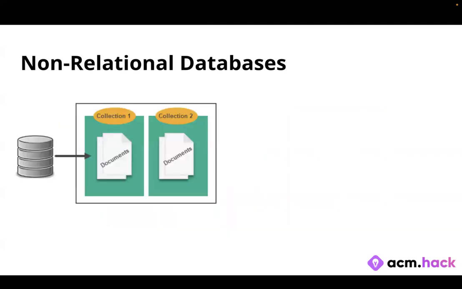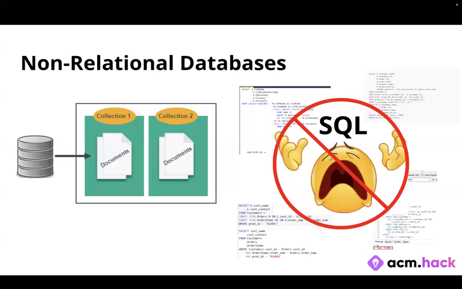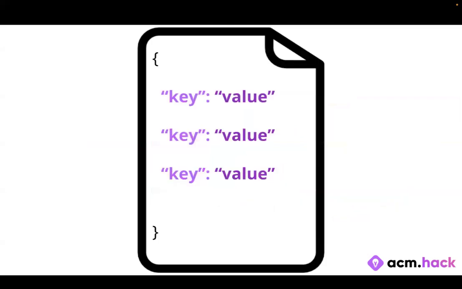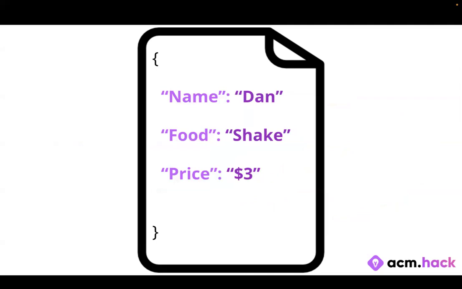Document type databases are essentially just a database broken down into collections of documents, and I'll explain what that looks like in a second. The good thing is we don't have to use the dreaded SQL language. Instead, we're going to be writing in JSON, or JavaScript Object Notation, which is a document of key value pairs. The key specifies what the data is, and the value is the data itself. An example might be name: Dan, food: shake, price: $3.